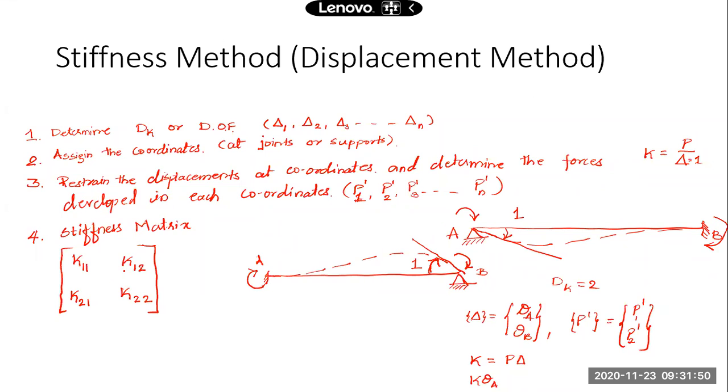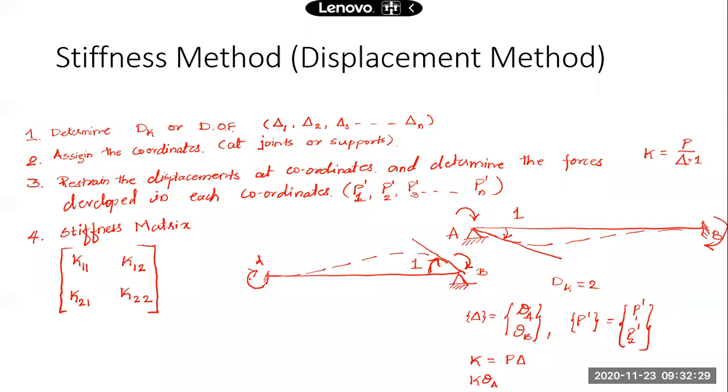How do I find them? By giving unit displacement in each of the coordinates and calculating forces in all the coordinates. I'll take first coordinate, give unit displacement in first coordinate, and find out what are the forces in first and second coordinate. So that will tell me K11 and K12. Then I'll take second coordinate, which was at point B. I'll apply unit displacement in the second coordinate. What is the force required for unit displacement in second coordinate? If you find that, it is K22, this element of the stiffness matrix.